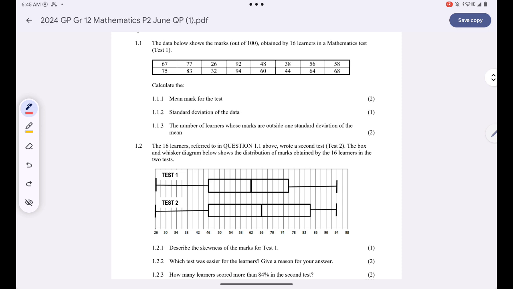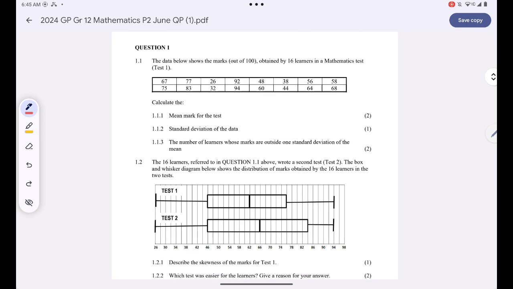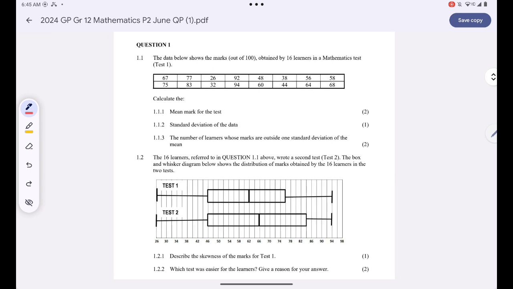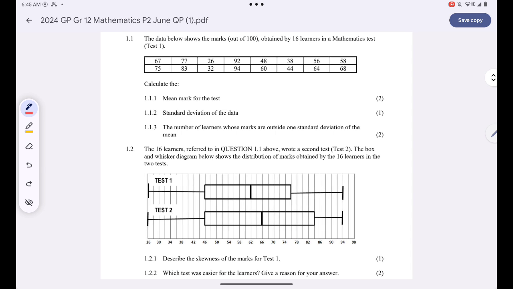Okay, in this video we're focusing on data handling. We are told that the data below shows the marks out of 100 obtained by 16 learners in a mathematics test. The first question, they want us to find the mean. Second question, the standard deviation. So we better insert this information on our calculator.